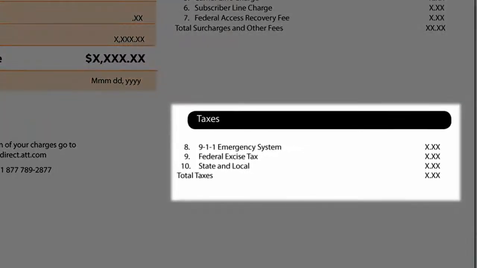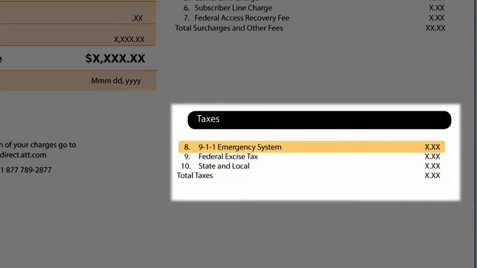The Taxes section lists federal, state, and local taxes labeled for easy identification. All entries here represent taxes that AT&T is required by law to collect from our customers. For example, if you have AT&T local service, your bill shows a 3% federal excise tax as mandated by the federal government. Your bill may also show state, local, and county taxes based on current tax rates for your area.